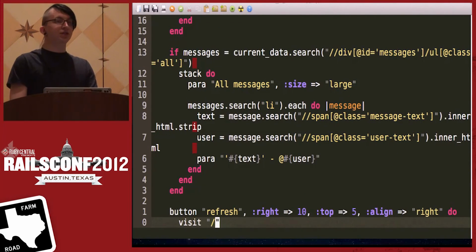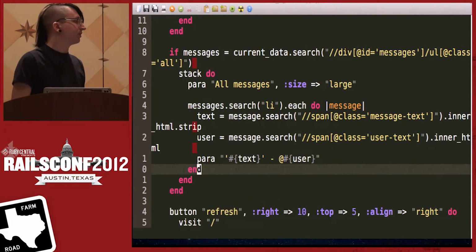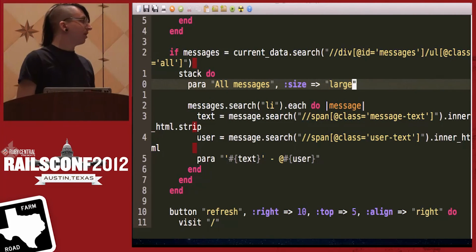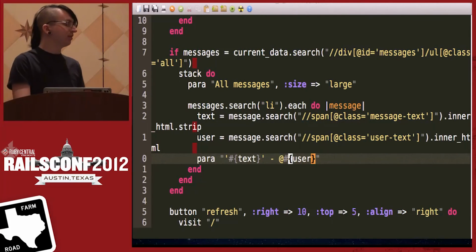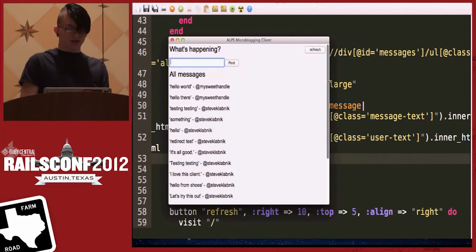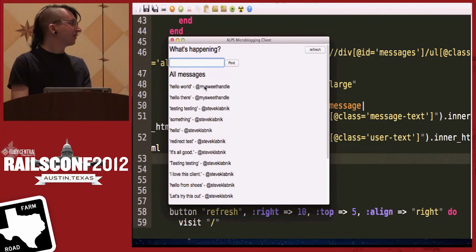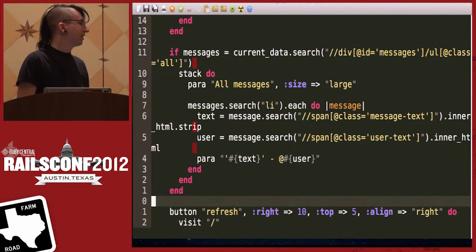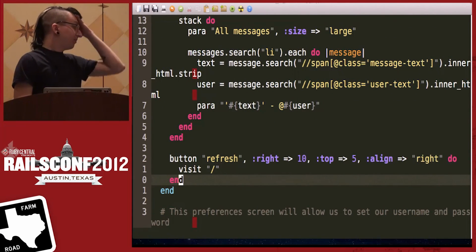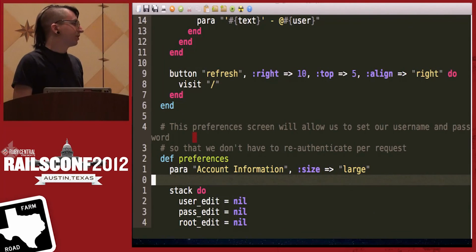And then if there's a list of messages in the current response, it finds that certain div with those IDs and the UL, because this is based on XHTML as opposed to JSON. And then it displays all messages. It goes through each list element, and it displays that message text and the user text. And that's how we get all of these individual things, right? Like this is a list with the tweet text and the person who said it. Tons of testing tweets on there, which is fun. And so that's it. And then there's a little refresh button down here. And then there's some code for the preferences screen, which you don't really need to see.